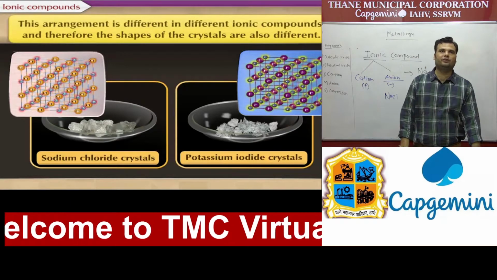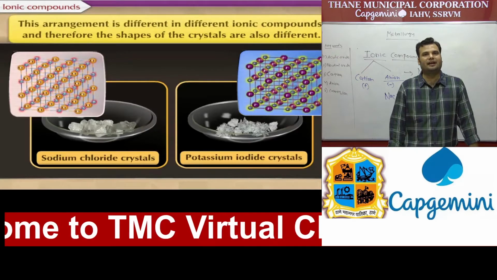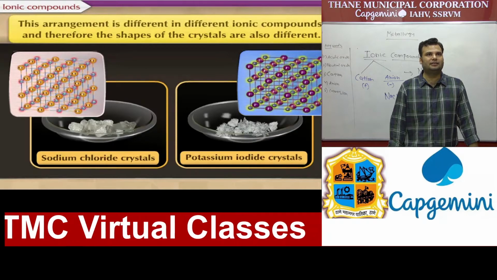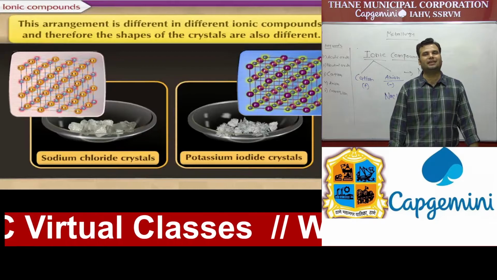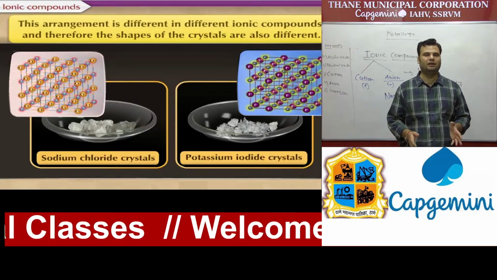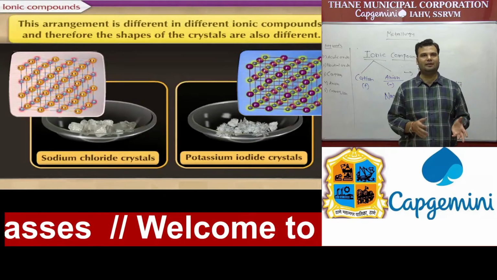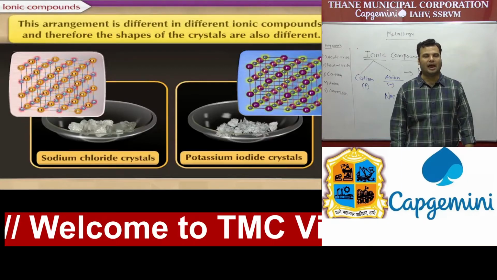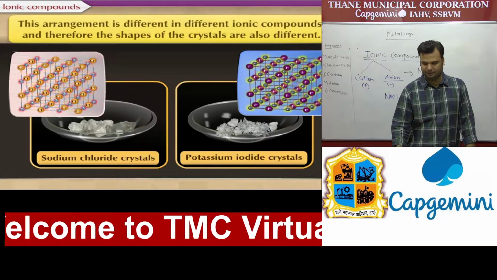You can see also in the figure, student, they have a three-dimensional arrangement, the sodium chloride crystal and the potassium iodide crystal. This arrangement of ionic compounds is different for different ionic compounds. Always remember, sodium chloride and potassium iodide have a crystalline shape but the arrangement is different and that's why their shape is also different.